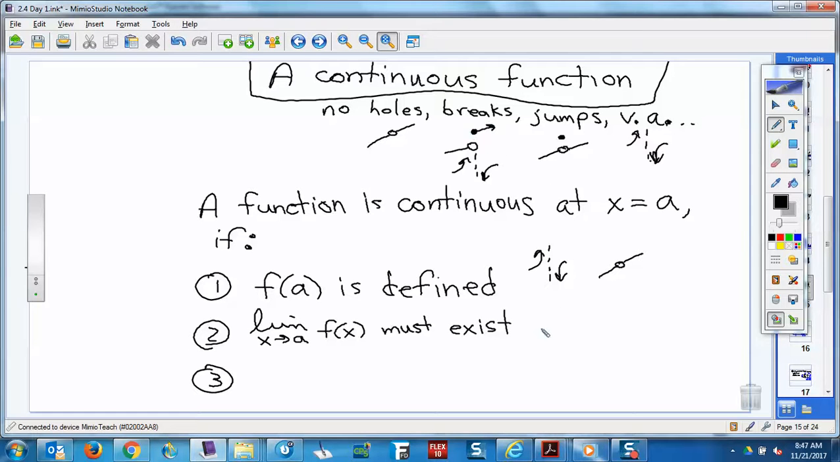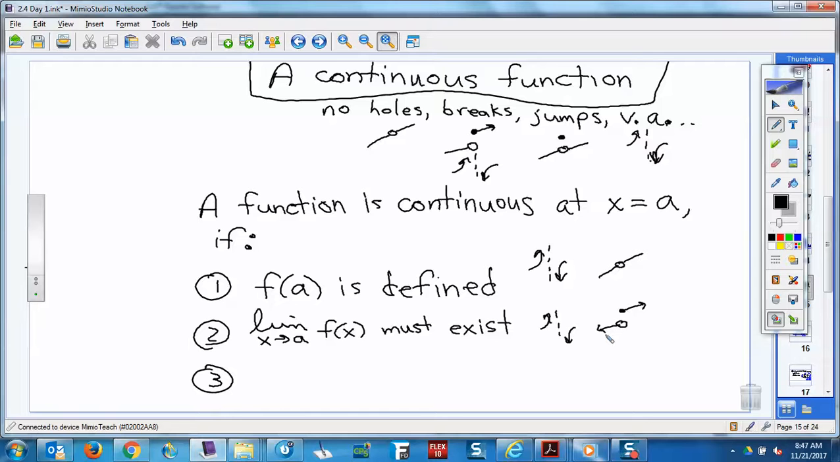Now which one of those would violate the limit existing? The break, right? The vertical asymptote situation. The cars don't meet. The other two, the hole and the jump, the limit exists. The cars meet, but there's a problem. The diner's burned down in one case, and in the other case, it's burned down and moved to a new spot. So which one haven't we accounted for yet?